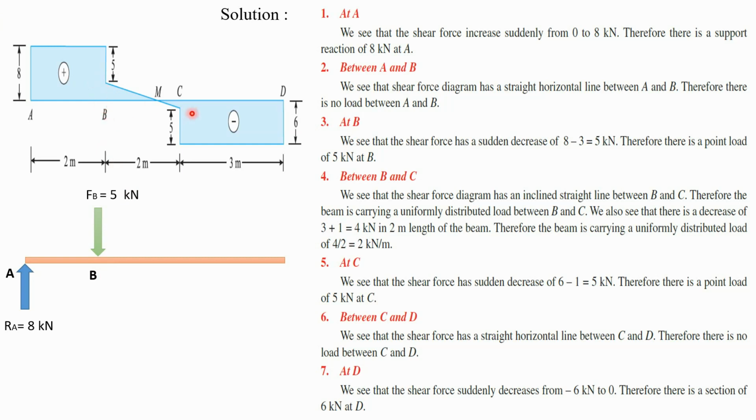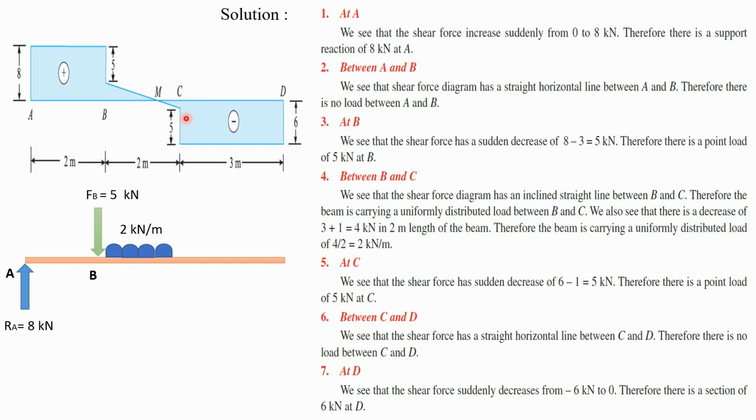Then between B and C, the shear force varies linearly with respect to length. So it indicates that there is a uniformly distributed load between B and C. How to find the intensity of loading: it is the final value minus the initial value of shear force divided by the length. The final value here is minus 1 at point C, and here it is plus 3. So minus 1 minus 3, divided by the respective length, that is 2. So its intensity comes to minus 4 by 2, that is minus 2, and minus indicates that the loading is acting in the downward direction. So the intensity of the UDL is 2 kilonewton per meter.